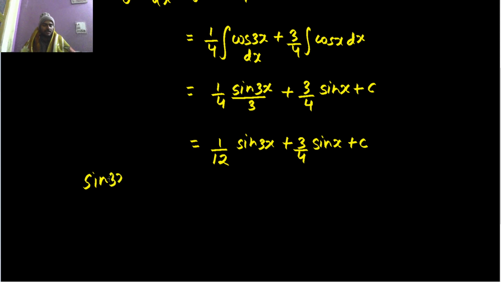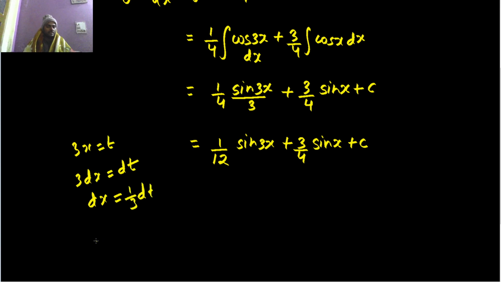So for the cos 3x integration, you would have taken this 3x as t. So on differentiation, this would have given you something like this. Now your integration would have reduced to, if we also consider the coefficient, 1 by 4 integral of sine t, and 1 by 3 will come in place of dx. You have 1 by 3 dt, so 1 by 3 came out.